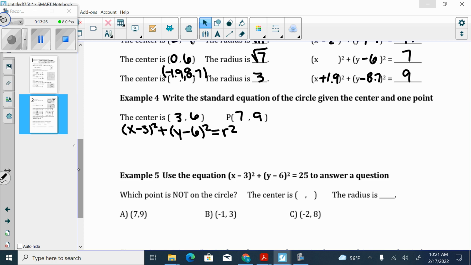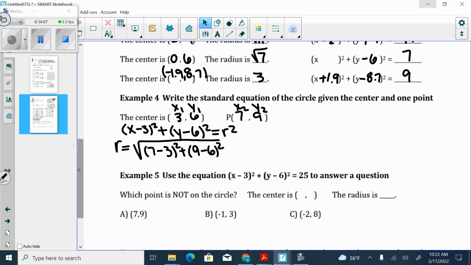R is supposed to be however far it is from the center to some point, right? Well, we have the center, we have some point, we just need to figure out how far it is between the two. So we would use our distance formula to do that. To find r, it's going to be the square root of x2 minus x1, squared, plus y2 minus y1, squared.